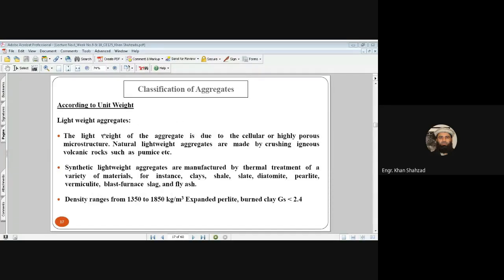Okay, the next one, the lightweight aggregates. The light weight of the aggregate is due to the cellular or highly porous microstructure of the aggregates. Natural lightweight aggregates are made by crushing igneous volcanic rocks such as pumice, etc. So this can be used as lightweight aggregate as well.